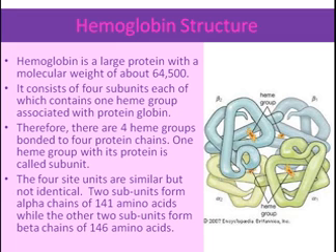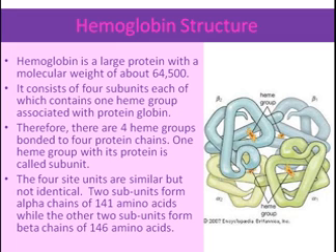And therefore there are 4 heme groups which are bonded to 4 protein chains, and one heme group with its protein is known as a subunit. The 4 subunits are similar, but they are not identical. There is a difference between similar and identical. Similar means that with reference to appearance they seem to be alike, but they are not identical, meaning they do not have the same physical or chemical properties. So these appear to be similar, but are not identical.